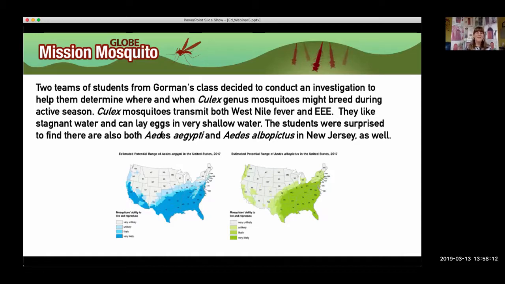disease. And so they found that these mosquitoes like stagnant water and can lay their eggs in very shallow water. They also found out that the other two types of mosquitoes that transmit dangerous diseases, Aedes aegypti and Aedes albopictus, have also been found now in New Jersey.